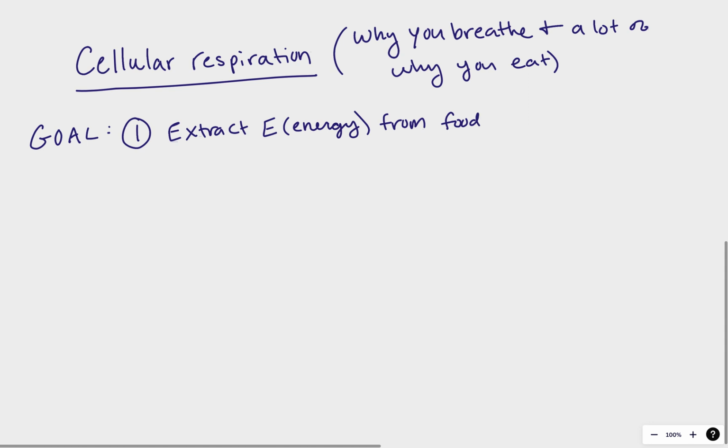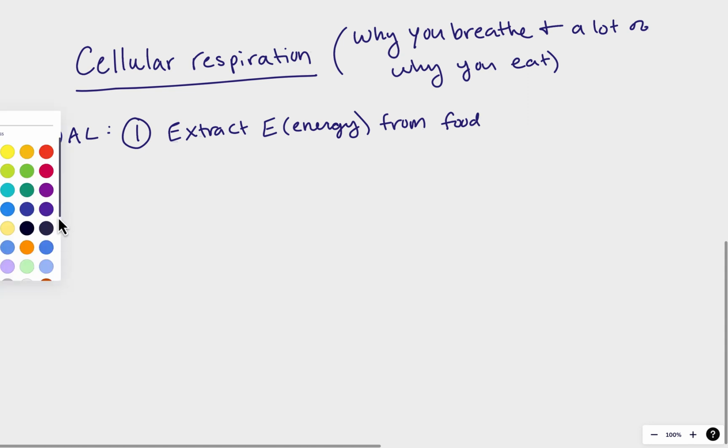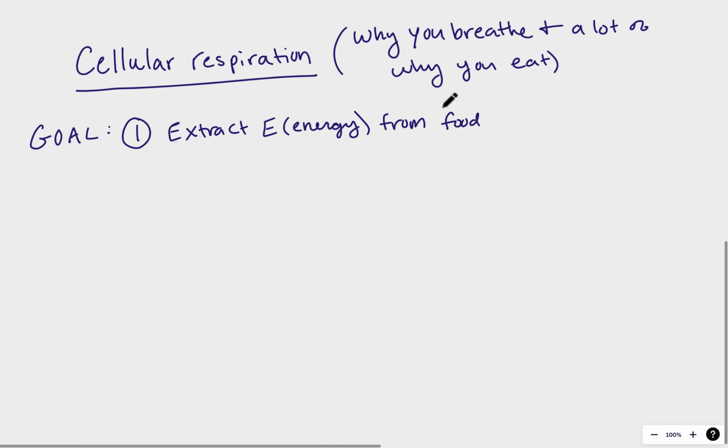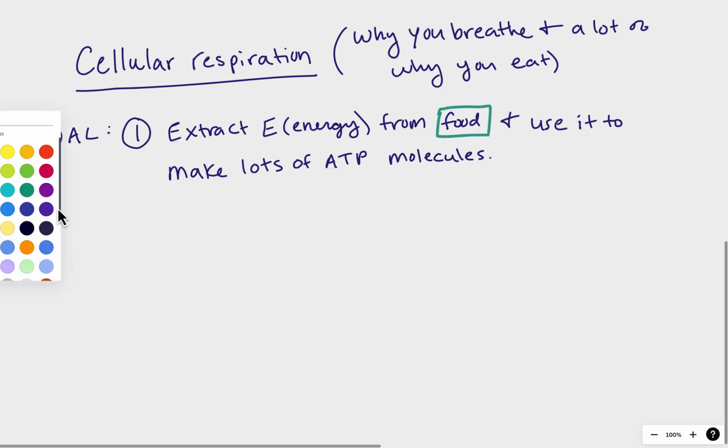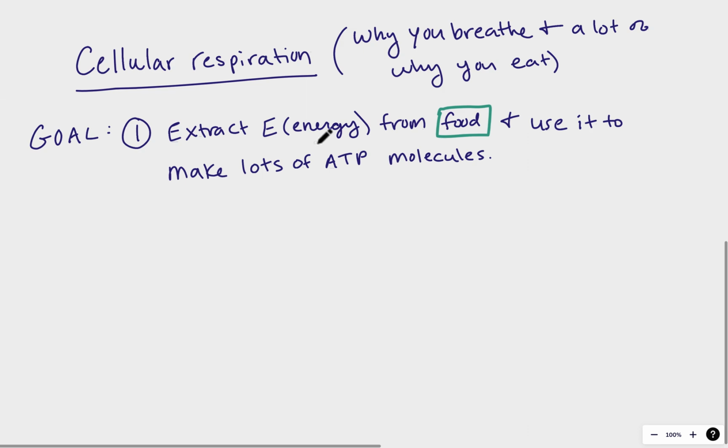I'm going to box that in this teal color. Teal color is going to indicate our inputs. And use that energy to make lots of ATP. Remember, ATP is a molecule, and I'm going to box the outputs in this kind of yellowish gold color.